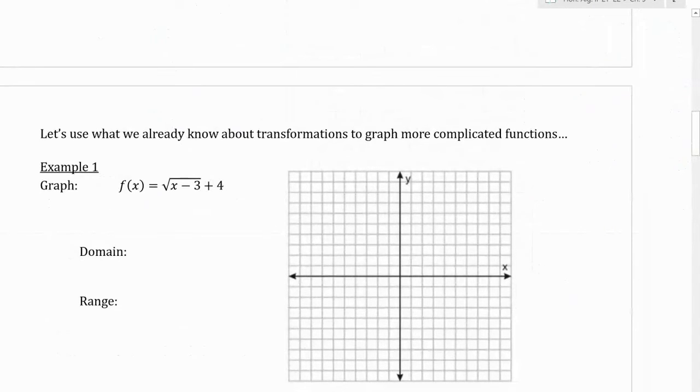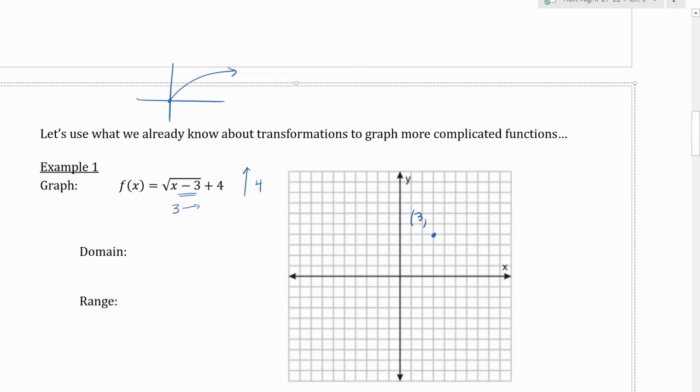Okay, and then we're just going to do everything with transformations that we already know and apply them here. So if you've got the square root graph, you think about the parent function, and then we're going to move it 3 places to the right and up 4. So that point right there, 0, 0, if it goes 3 places to the right and up 4, it's going to sit right there. I'm going to plug in a 3 and check it. Like if I plug in a 3, 3 minus 3 is 0. The principal square root is 0. 0 plus 4 is 4.